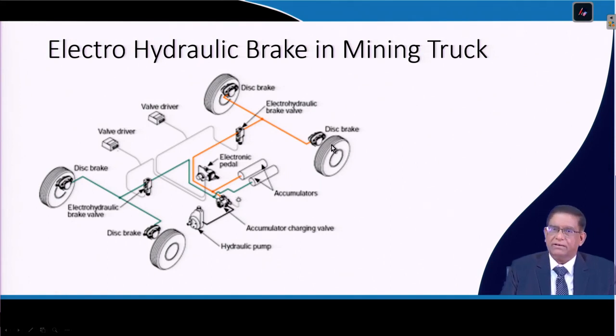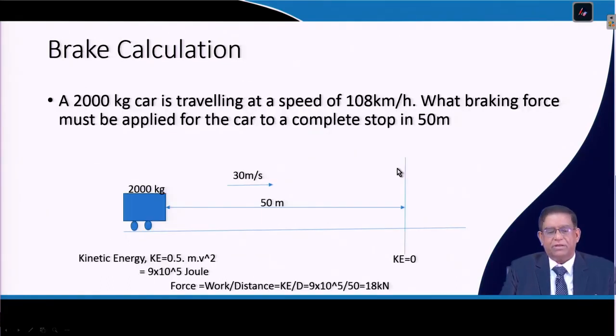If in your second year you have studied these basic mechanisms and how the force calculations of brakes work, you can do it over there. But here you can do one small calculation. If you have a 2000 kg car traveling at a speed of say 108 km per hour, what braking force must be applied to bring that car to a complete stop in 50 meters? So, if it is coming over there, within this 50 meters it will have to stop.